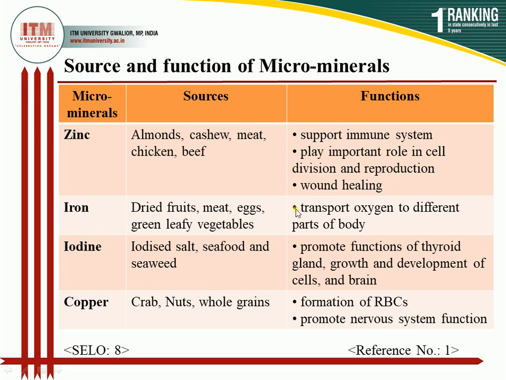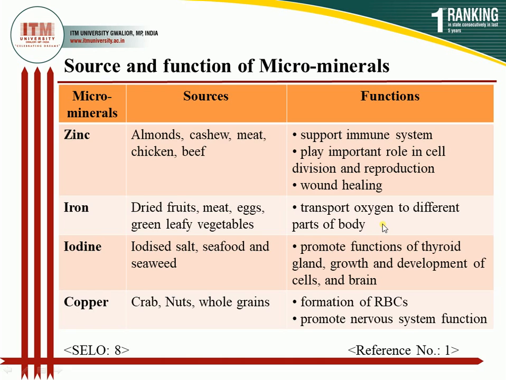Iron, as we all know, transports oxygen to different parts of the body. Hemoglobin consists of iron. Iron is used in the red blood cells, RBC, and it also plays a critical role in metabolic proteins and enzymes. Iron is found in our body in the form of heme iron and non-heme iron.